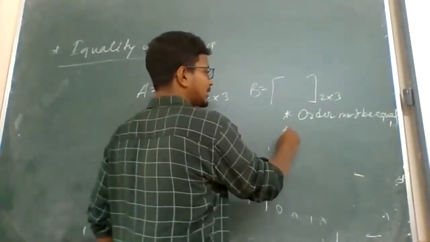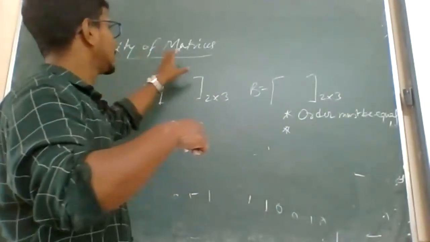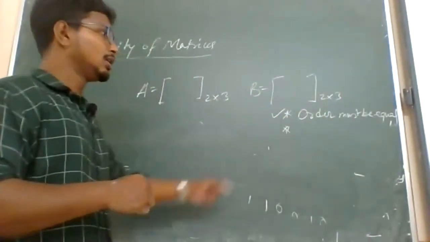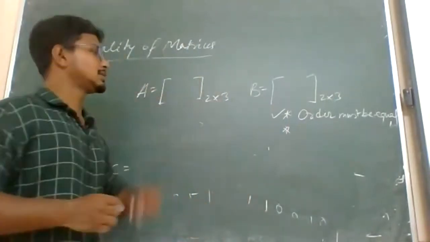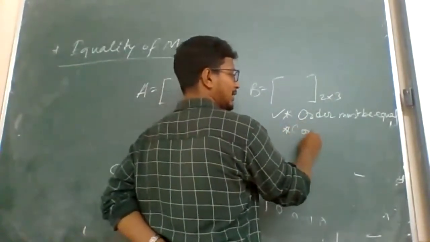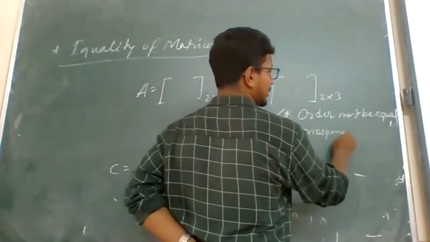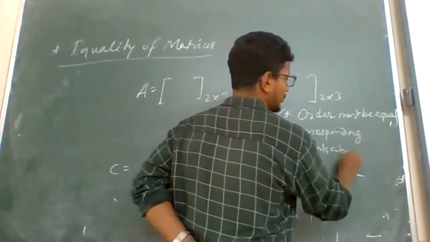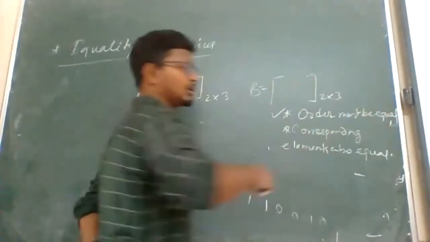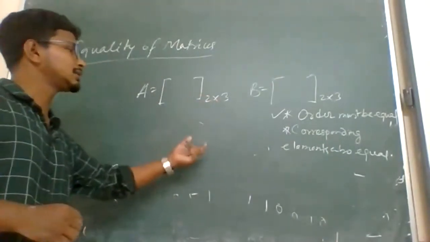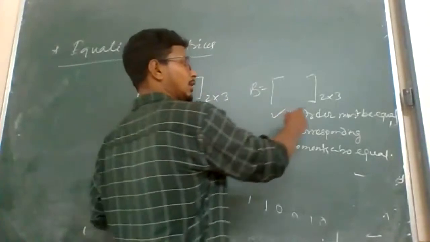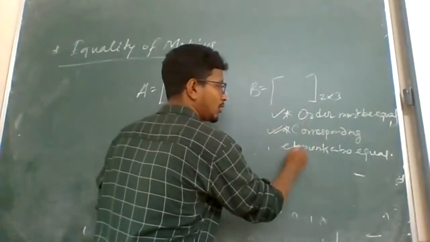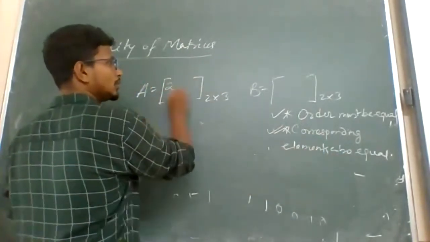Two matrices will be equal only when their order is equal. Order must be equal. Yes, very good. Next one is corresponding elements also must be equal. To make two matrices equal, the first condition is that order must be equal. And the second one is what? Corresponding elements also equal.